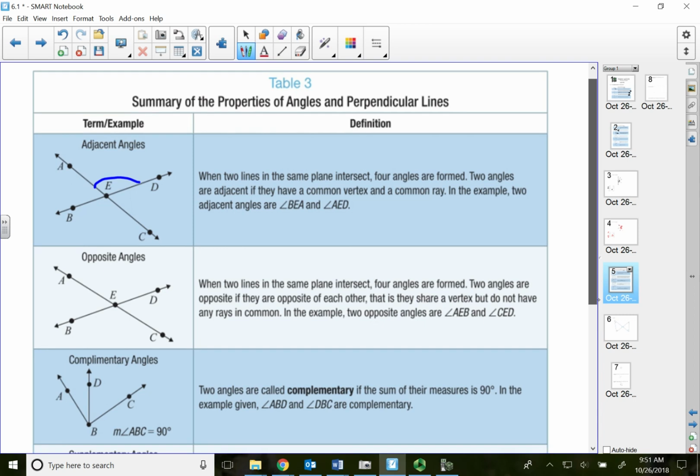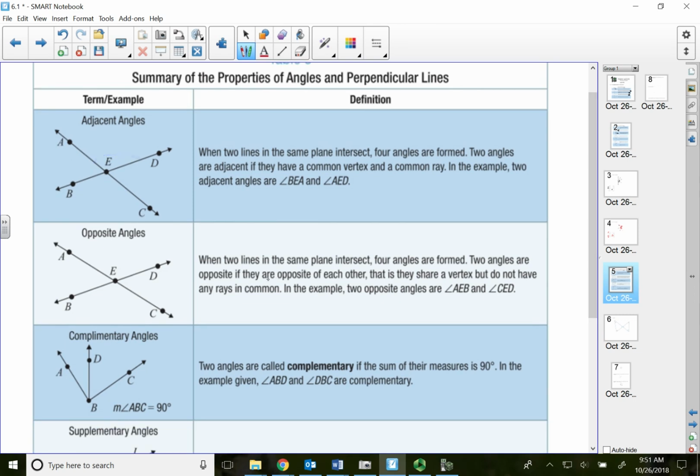All right, opposite angles. When two lines in the same plane intersect, four angles are formed. Two angles are opposite if they are opposite each other. That is, they share a vertex but do not have any rays in common. For example, two opposite angles are A to E to B and C to E to D. Okay, so they have the same common endpoint, but they do not have the same common ray.